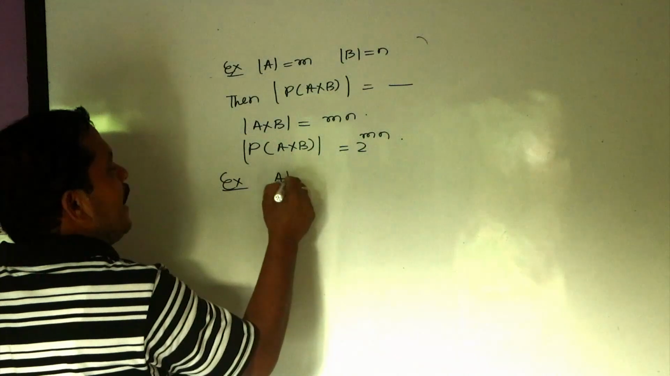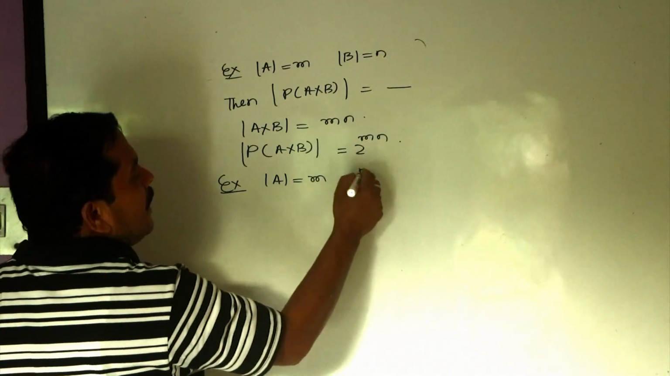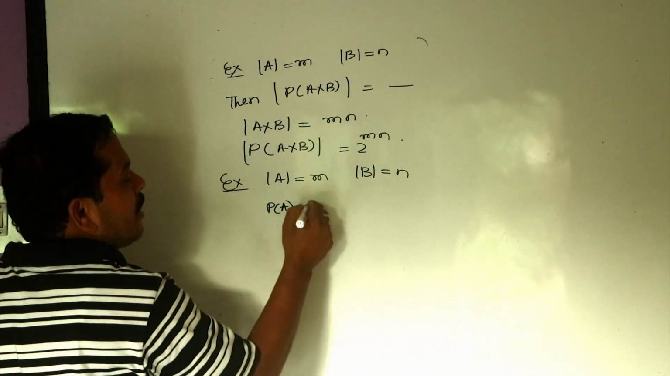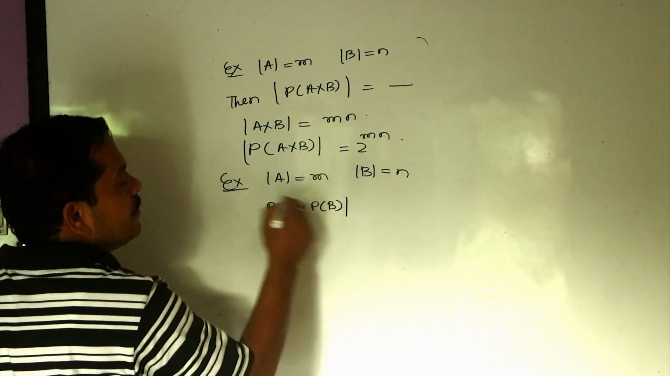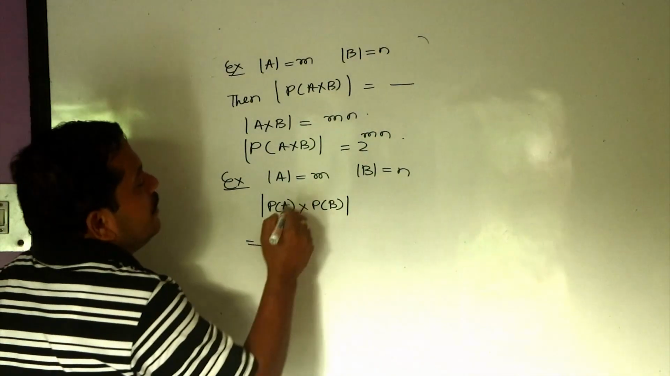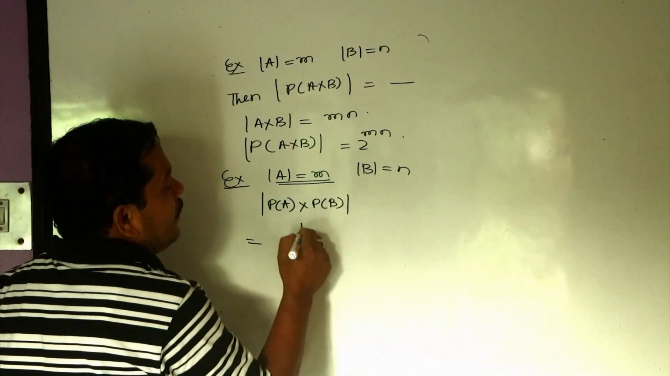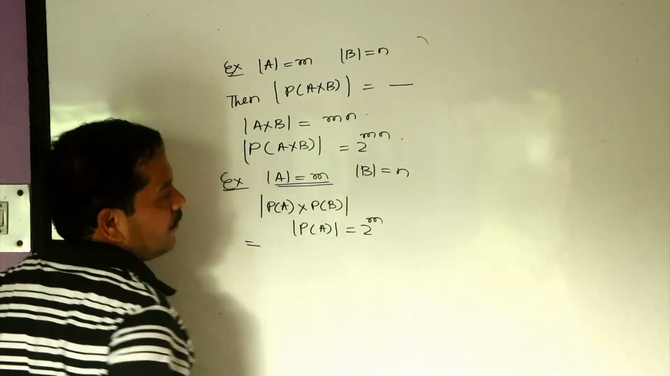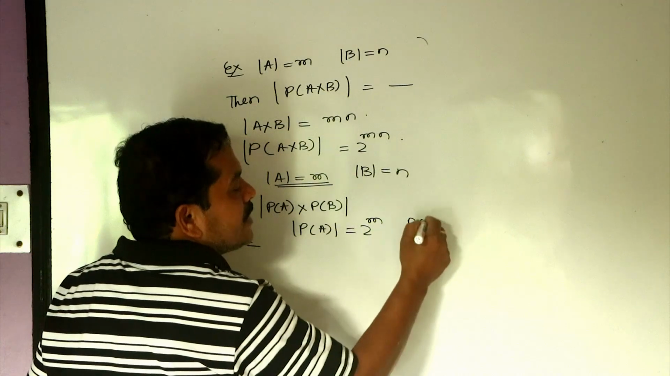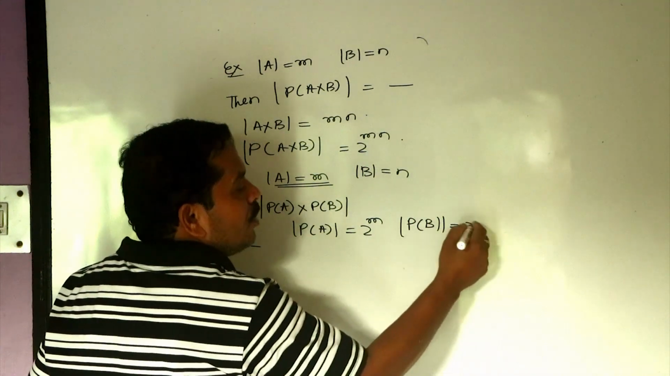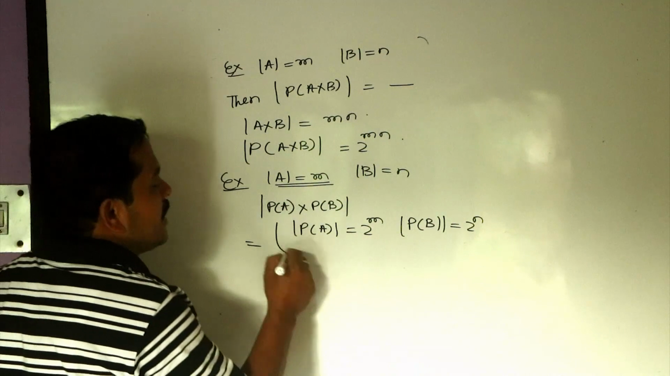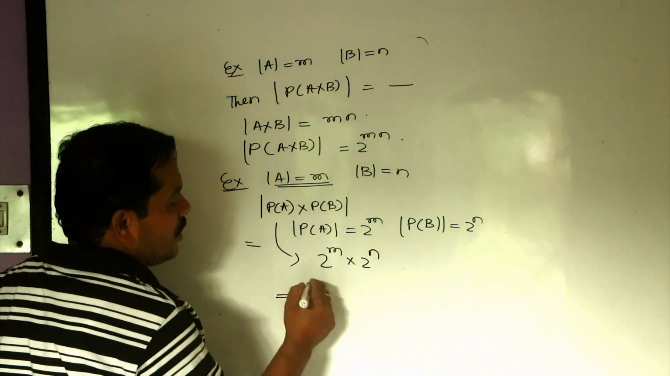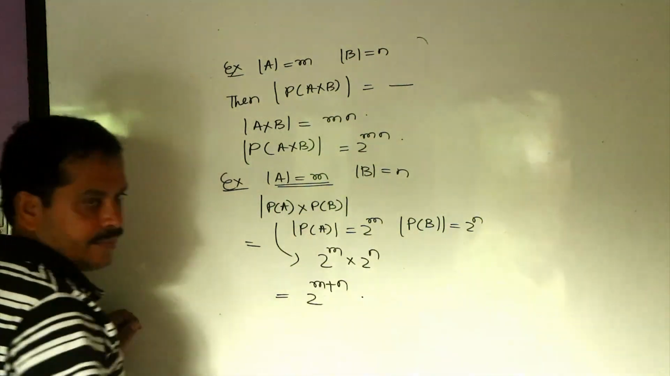Suppose cardinality of A is m, cardinality of B is n. What is the cardinality of power set of A cross power set of B? We know that if cardinality of A is m, then cardinality of power set of A equals 2 to the power m, and the cardinality of power set of B equals 2 to the power n. So its cardinality will be 2 to the power m into 2 to the power n, that is equal to 2 to the power m plus n.